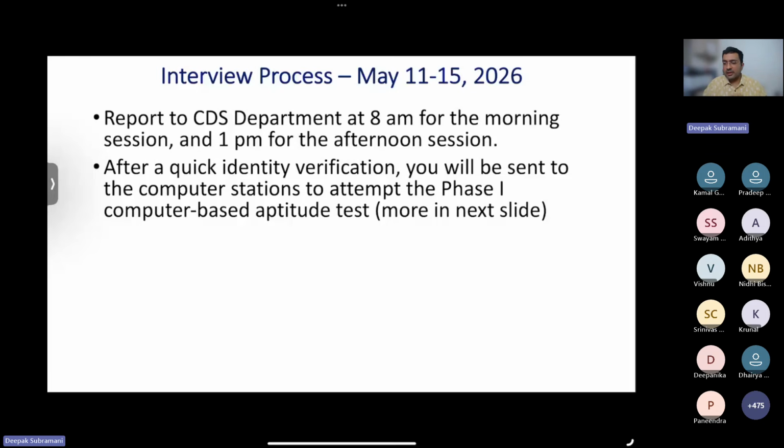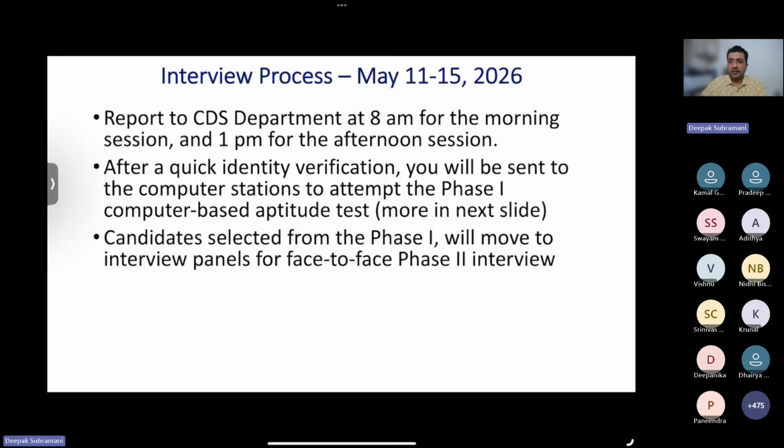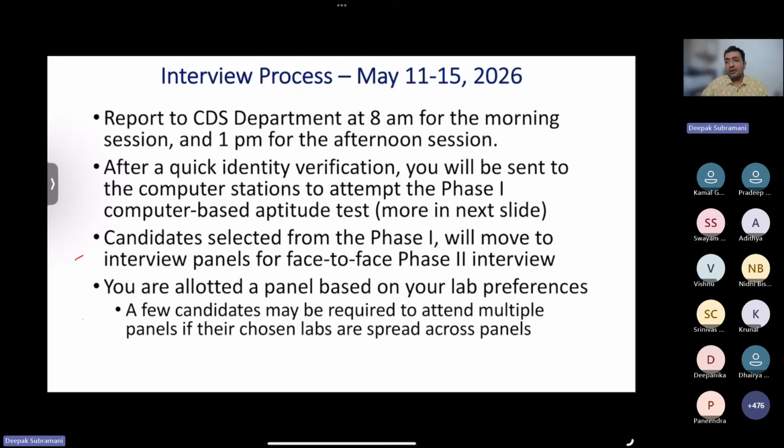In this aptitude test, some candidates will be selected, based on the score that they make. If you get selected from phase 1, you will then move on to the interview panels for face-to-face interviews. This is phase 2, the oral interviews. So phase 1 is a computer-based aptitude test, and phase 2 is an oral face-to-face interview with the labs that you selected. Which panel will interview you depends on the lab preferences that you put in.